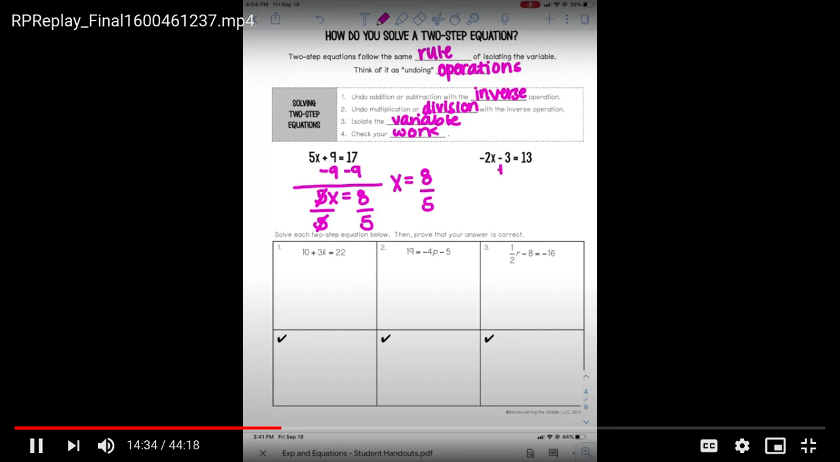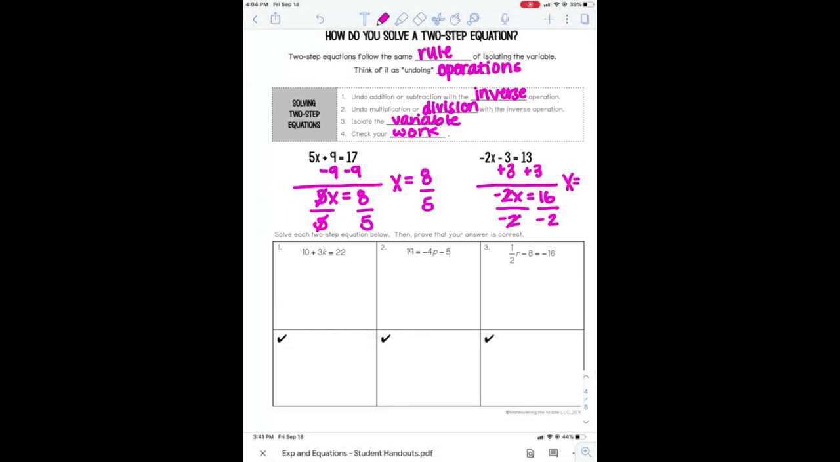So for this one, I'm going to come over here. I see I'm subtracting a 3, so I'm going to undo that because that's step 1 by adding 3 to both sides. Negative 3 plus 3 is 0, so I'm left with negative 2x over here. 13 plus 3 is 16. I'm going to divide by negative 2 on both sides to get my x by itself. And I'm going to be left with x is equal to negative 8.